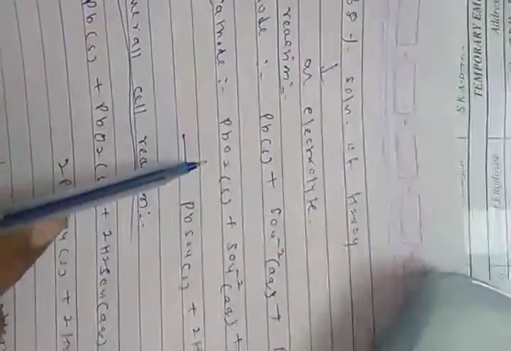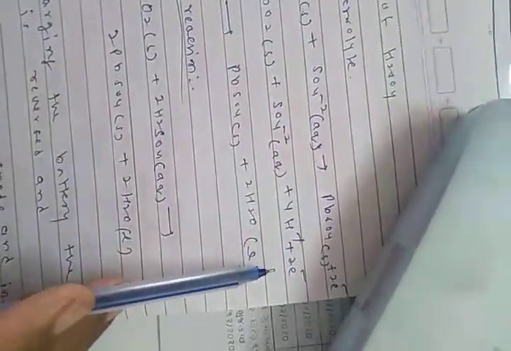Now the cell reactions. At the anode, Pb, lead, plus SO4 2 minus from the sulfuric acid gives PbSO4 plus 2 electrons. At the cathode, PbO2 plus sulfate from the sulfuric acid plus 4H plus ions plus 2 electrons gives PbSO4 plus 2H2O liquid.